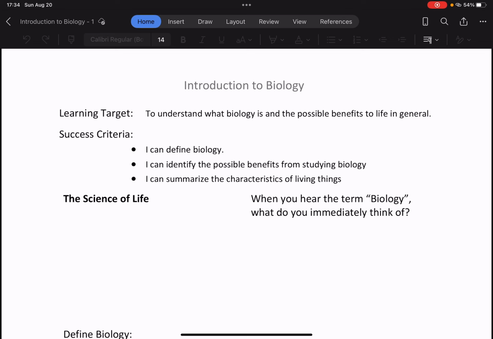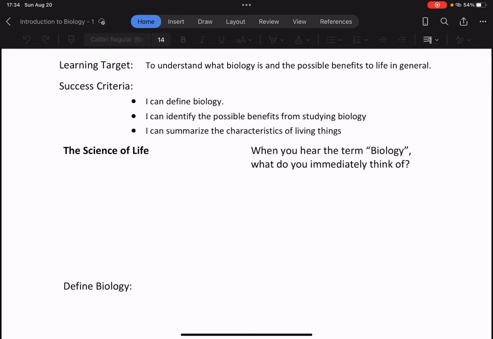This is the first biology lesson, and the first thing we're going to look at in this quick lesson is that we want to understand what biology is and the possible benefits to life in general. So we want to get a generalization of what biology is and how it's beneficial.